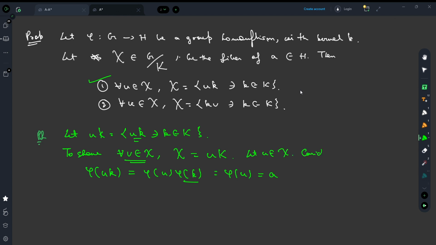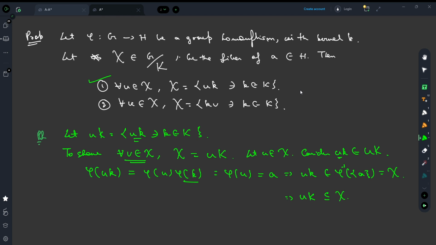Consider the element uk from the set uK. I start with an element u small k from u capital K and eventually reach the point that the image of uk under phi is a. So that means uk is in the fiber of a, but the fiber of a is exactly right. Obviously this was an arbitrary element from u capital K, therefore u capital K is a subset of the fiber of a.